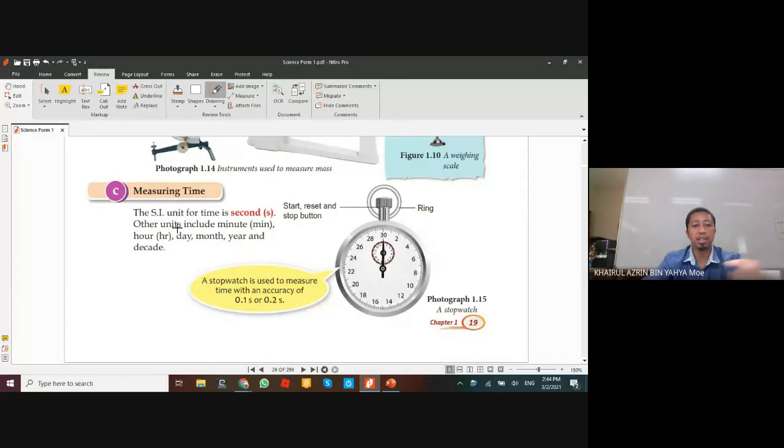C, measuring time, mengukur masa. The SI unit for time is second, s. Other units include minute, min, hour, hr, day, month, year, and decade. Decade itu 10 tahun, 10 years. Okay. So this is an example of a stopwatch.